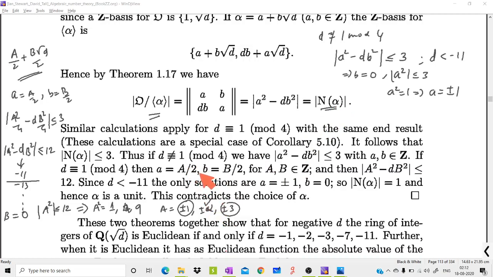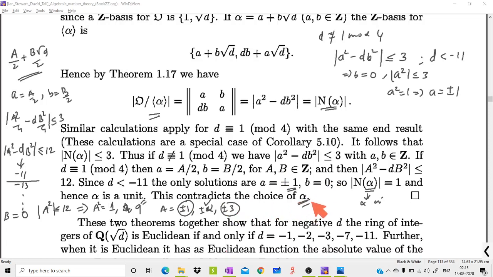capital A should be plus or minus 2. In that case, we have small a equal to plus or minus 1. So the only possible values for this a is plus or minus 1 and b is equal to 0. In that case, when we evaluate the norm, the modulus of the norm of alpha is always 1. Whenever the modulus of the norm is 1, we can say that this alpha is a unit. Okay, so that is a contradiction because we have chosen alpha as a non-zero non-unit with a minimum phi value, phi of alpha. So this contradicts the choice of alpha.